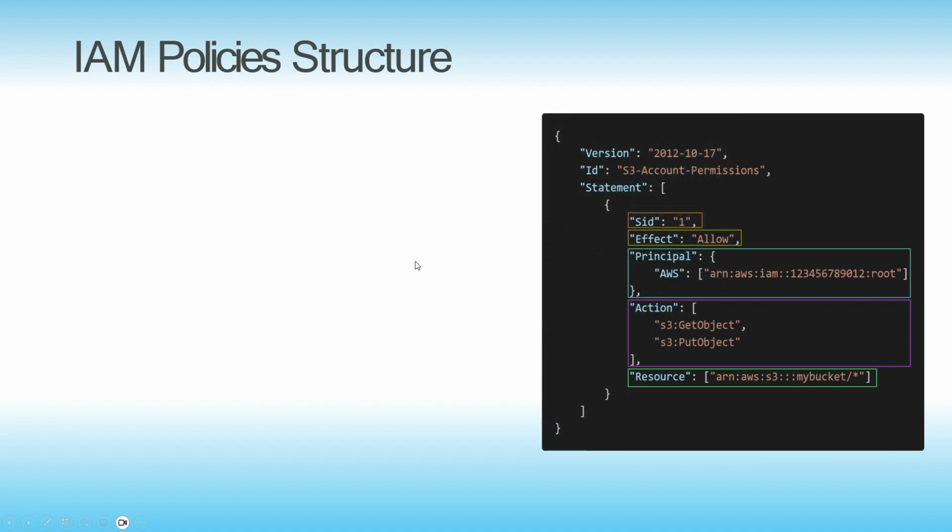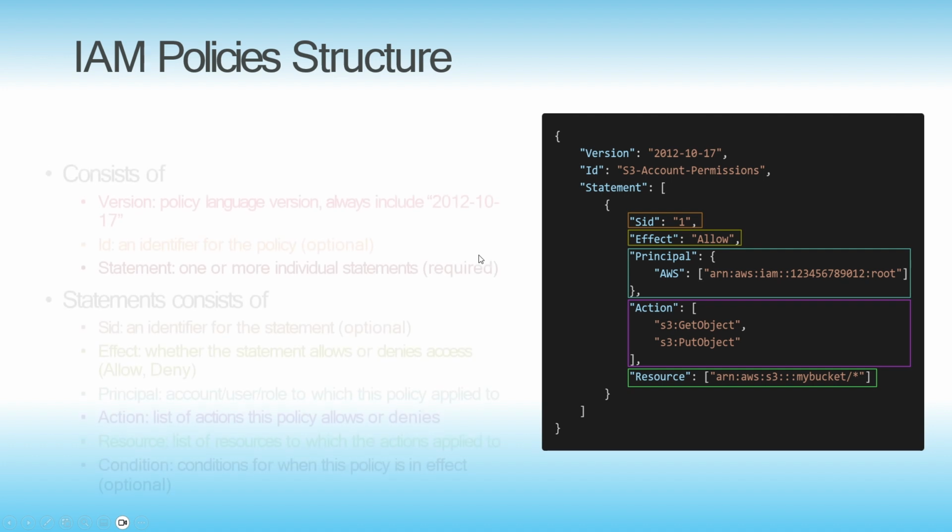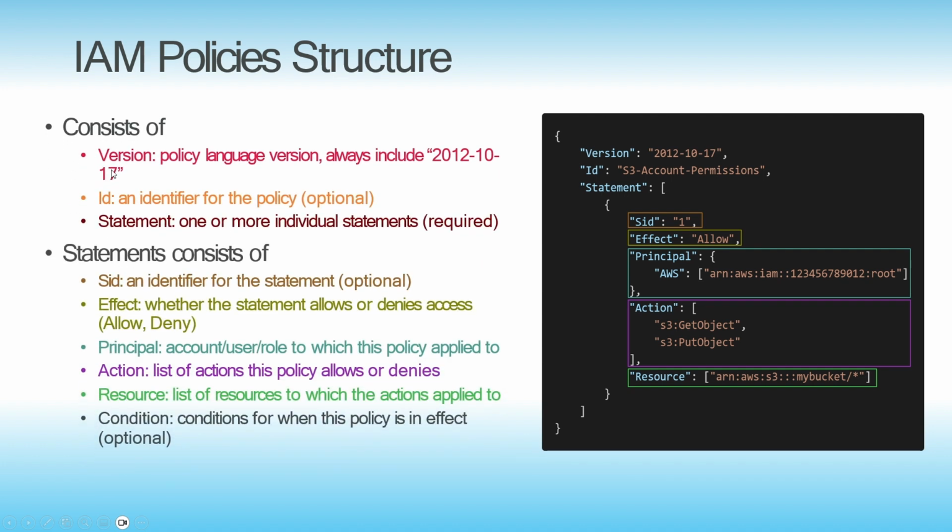So here is the sample format of the policy. This is a simple structure of a JSON, which consists of version. It is a mandatory field and it always includes 2012-10-17. This value is never going to change till now, so you always need to use that. ID is optional, but you can pass whatever you want, it doesn't matter.